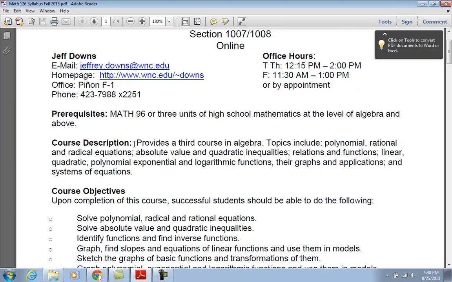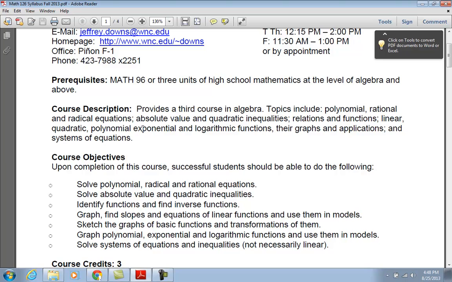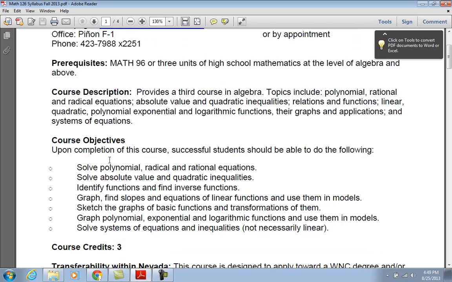So this course, prerequisite Math 96, or 3 units of high school mathematics at the level of algebra and above. This course provides a third course in algebra. Topics include polynomial, rational, and radical equations, absolute value and quadratic inequalities, relations and functions, linear, quadratic, polynomial, exponential, and logarithmic functions, their graphs and applications, and systems of equations.